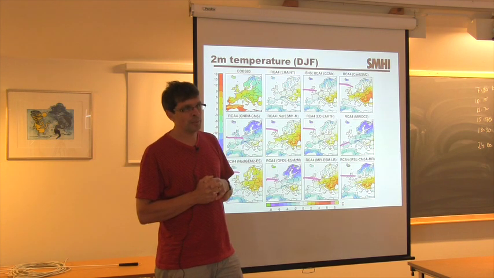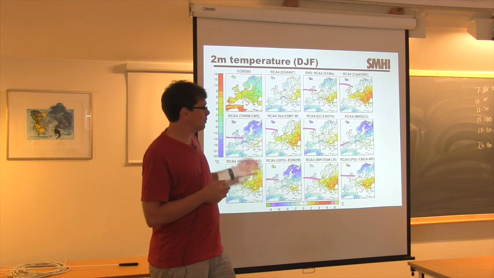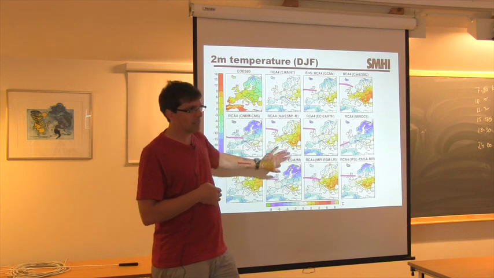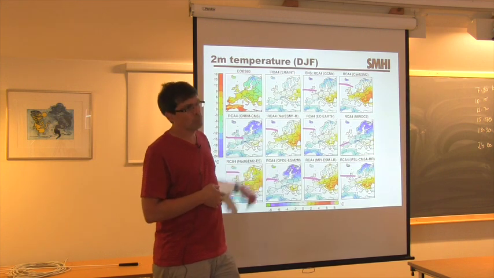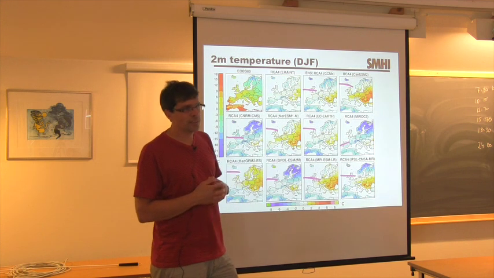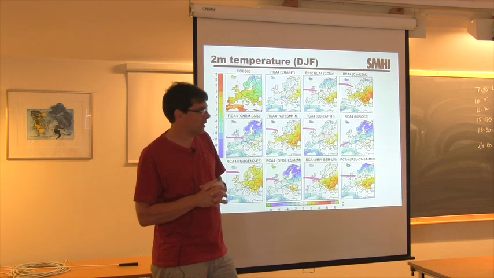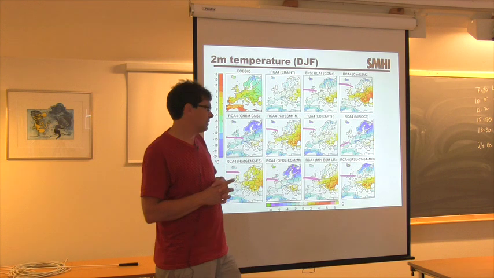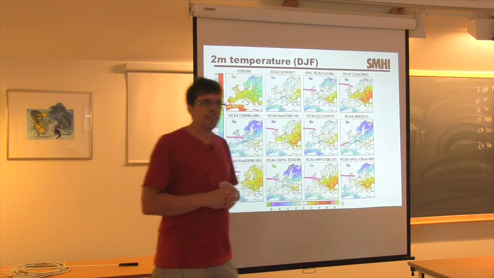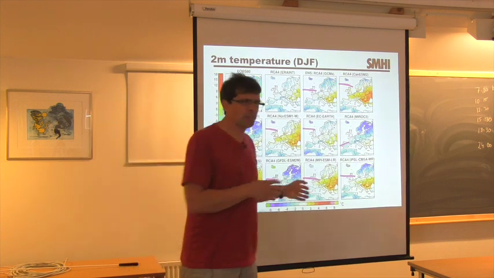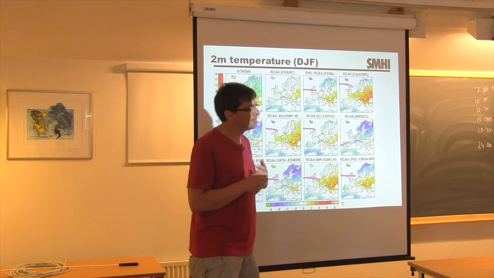So if you have a certain bias that is related to these large-scale circulation features, and then you just apply that in the future, then you would assume that these biases are the same, and that's not certain. But this is not the topic for today, really. But yeah, please.